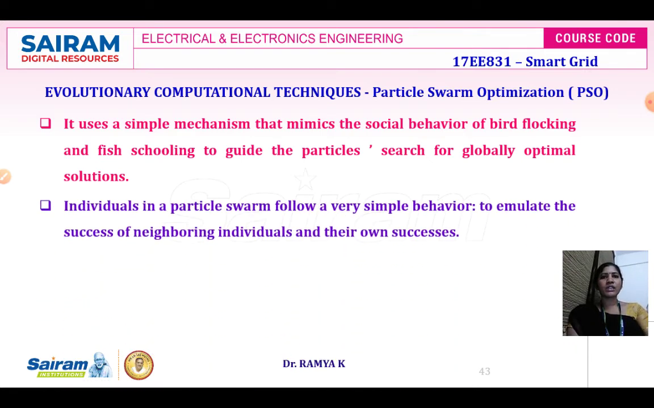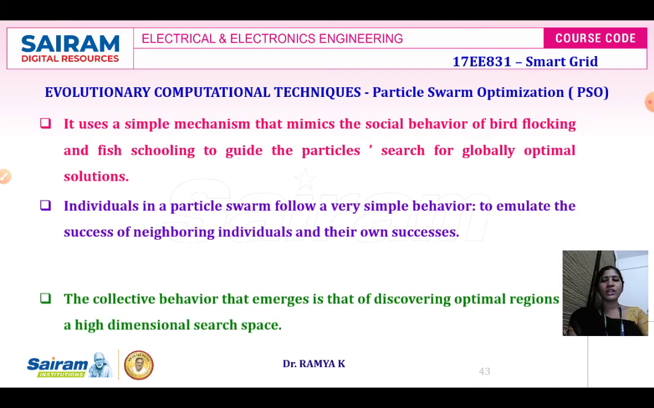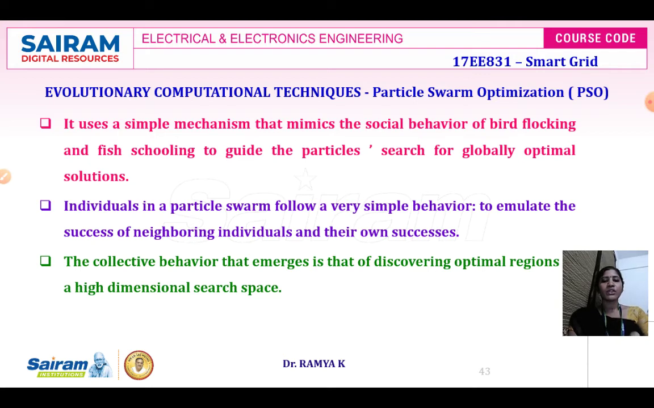So it uses a simple mechanism that mimics the social behavior of birds and fish. Individuals in the particle swarm follow a very simple behavior to emulate the success of neighboring individuals and their own successes. So individual particle swarm behavior will also be recorded, and as a whole the collective behavior will be taken into account, and that leads to the discovery of new optimal regions in high dimensional space. So initially a simple behavior will be analyzed, and that behavior analysis will be taken into account so that the collective behavior will emerge to the optimized high dimensional search spaces.